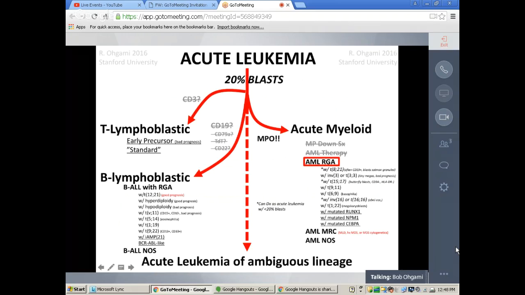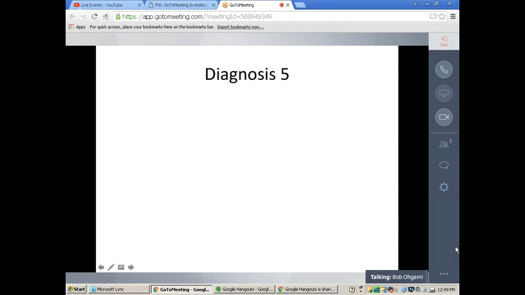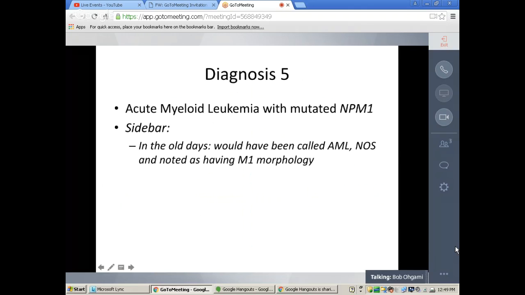This is important to go over. This is a little different than the 2008 WHO. But now, in the 2016 WHO, mutations of NPM1 get you into the category of AML with recurrent genetic abnormalities. There are other genetic mutations that also get you into that category: RUNX1 mutations and also biallelic CEBPA mutations. So that's important to just be aware of. The diagnosis here, using the roadmap, is an acute myeloid leukemia with mutated NPM1, right?